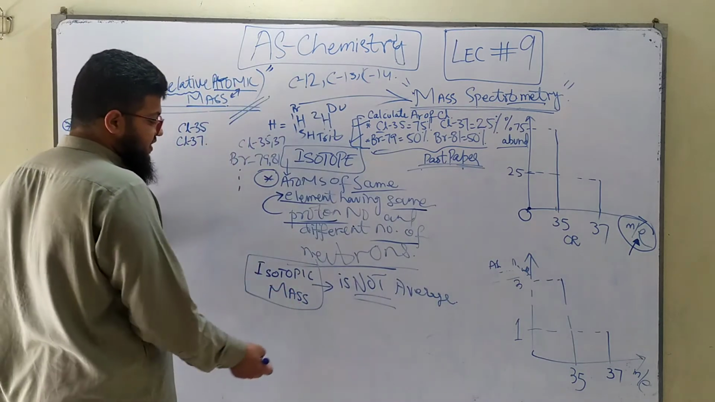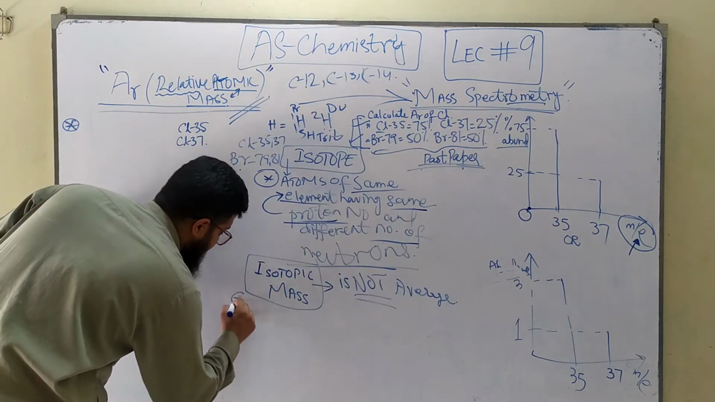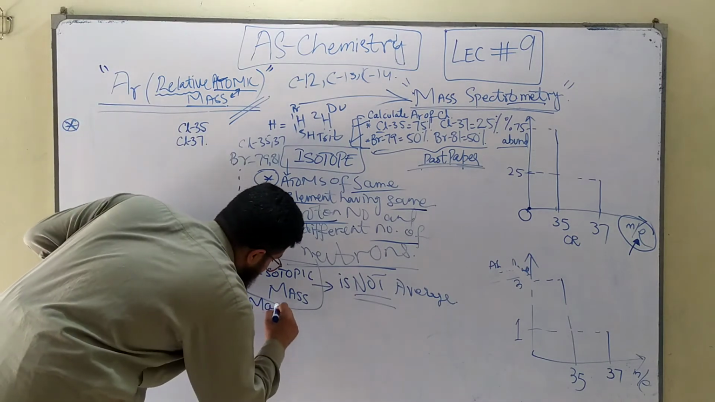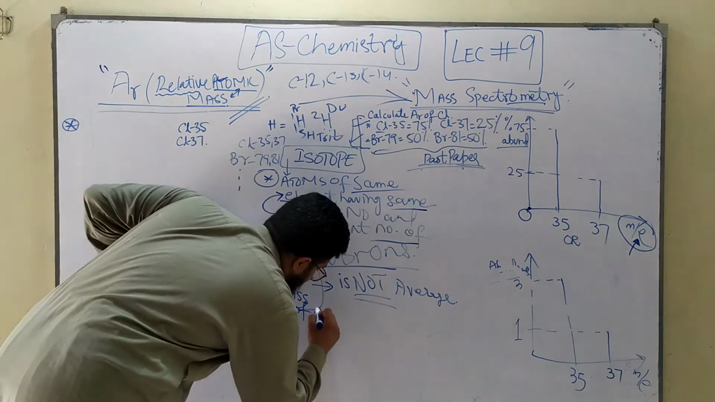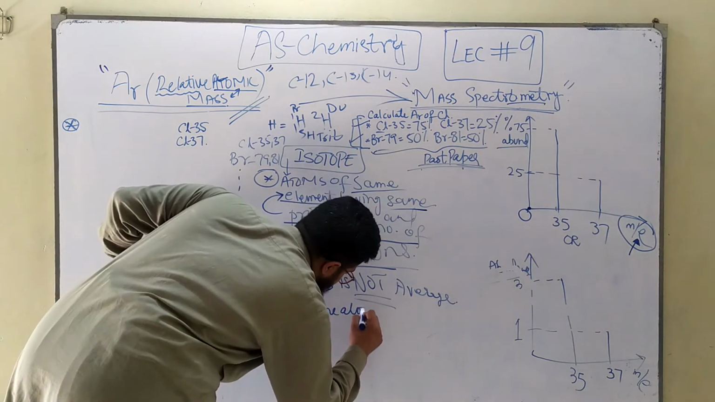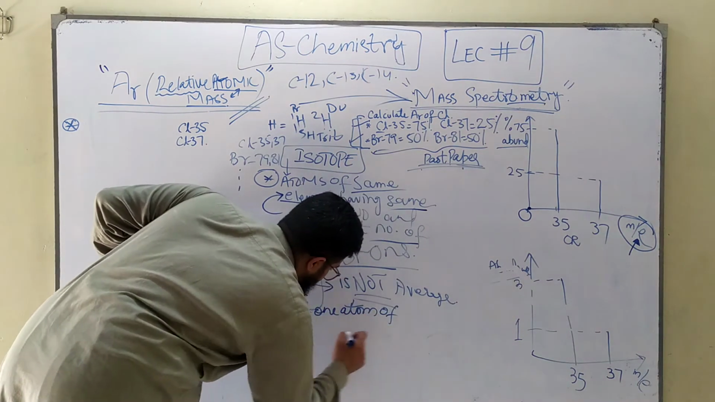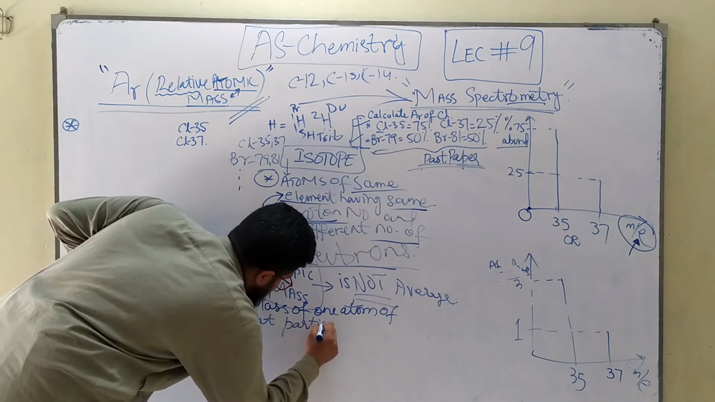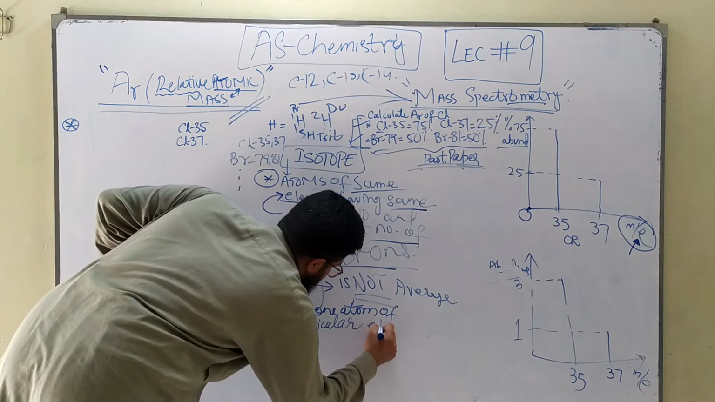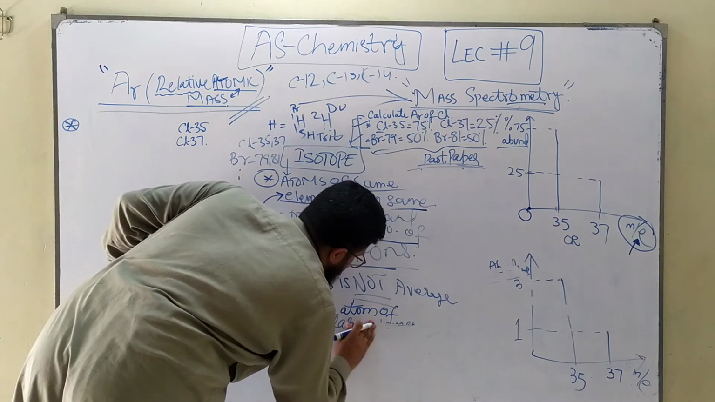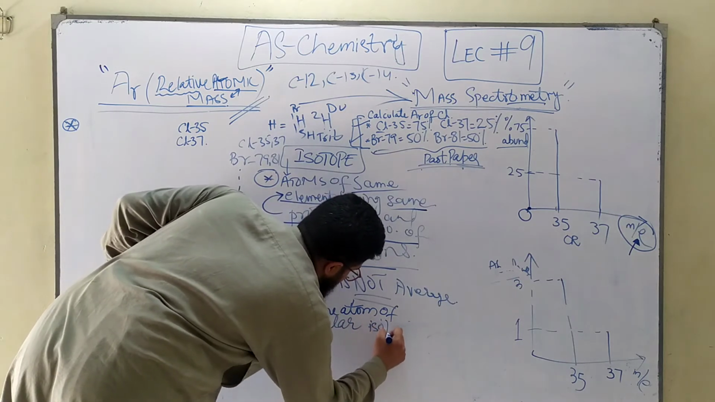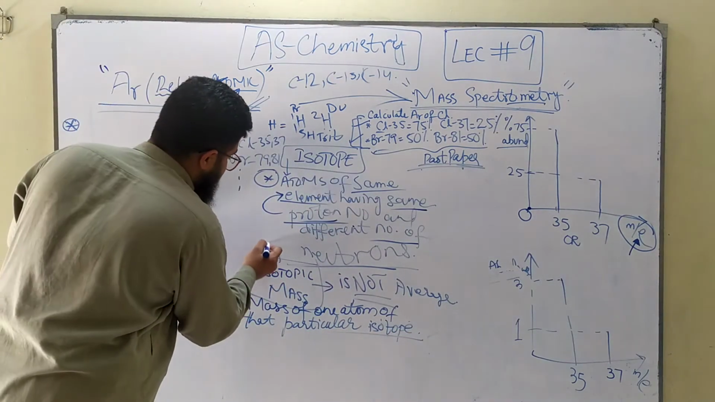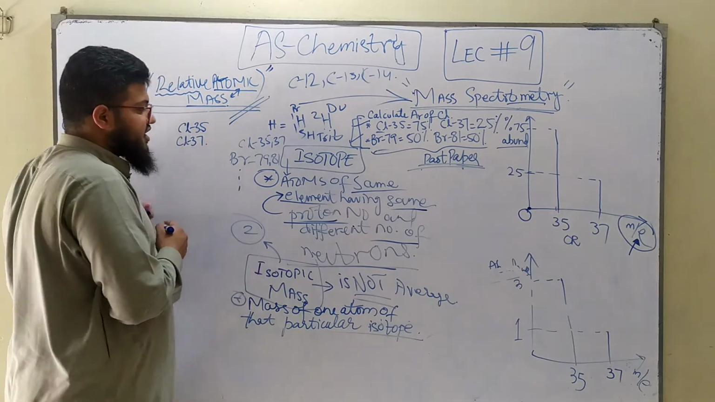So what is the definition of isotopic mass? Isotopic mass is the mass of one atom of a particular isotope of an element. This isotopic mass definition is important because it has been asked for 2 marks several times on your exam.